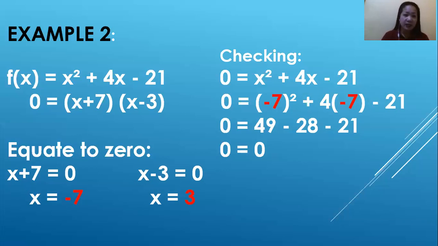Okay, let's proceed. Equate the given factors to 0. So x plus 7 is equal to 0 and x minus 3 is equal to 0. Therefore, x is equal to negative 7 and the other one is x is equal to 3.